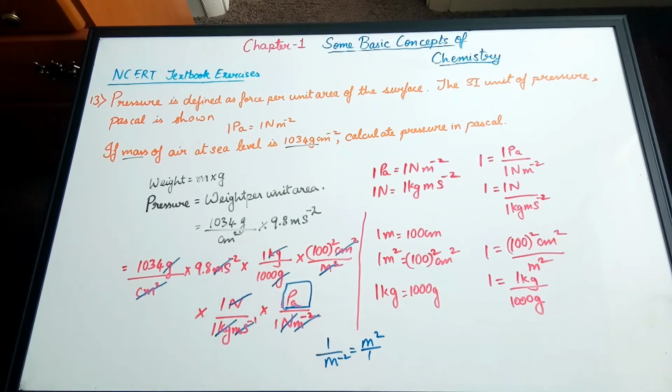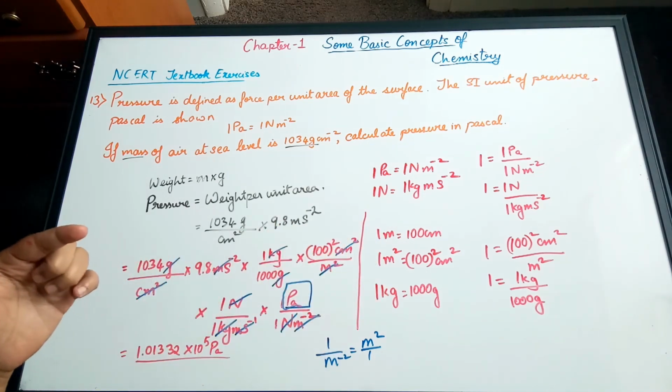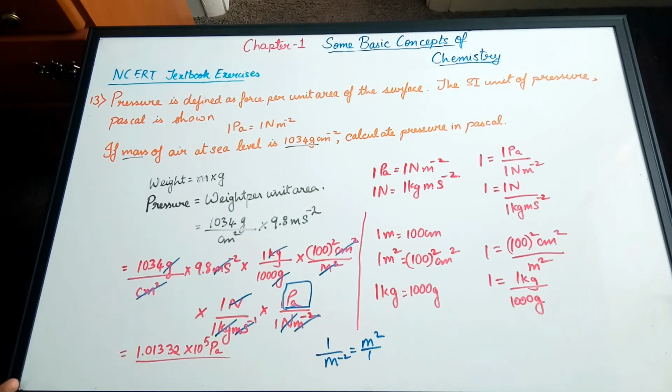So this is the basic idea behind our unit conversion factor, and when all these numbers are multiplied and simplified, we will get the answer as 1.01332 into 10 to the power 5 pascals. So what we've done is we've basically, first we figured out that pressure is defined as force per unit area of the surface. From that we understood that force is nothing but the amount of mass or amount of weight which acts on that particular surface, so weight acting per unit area.